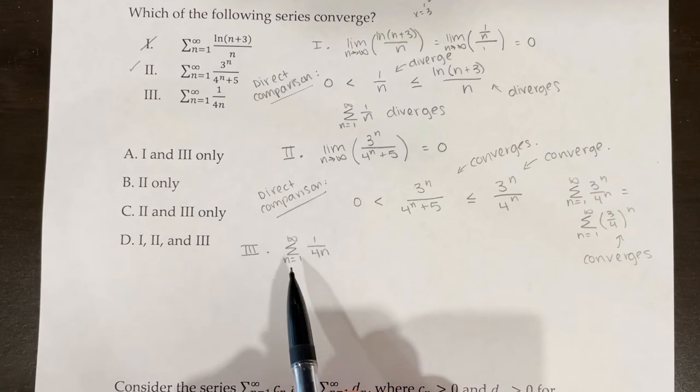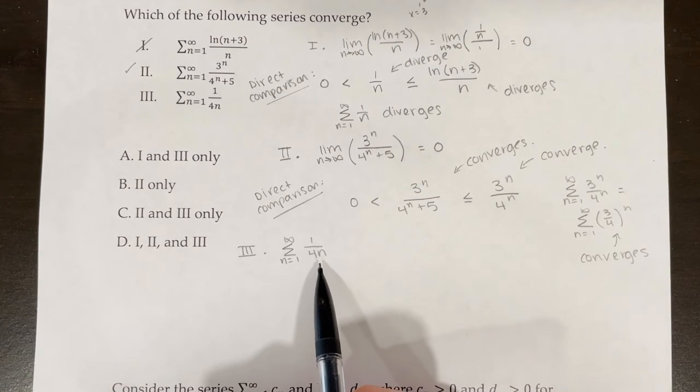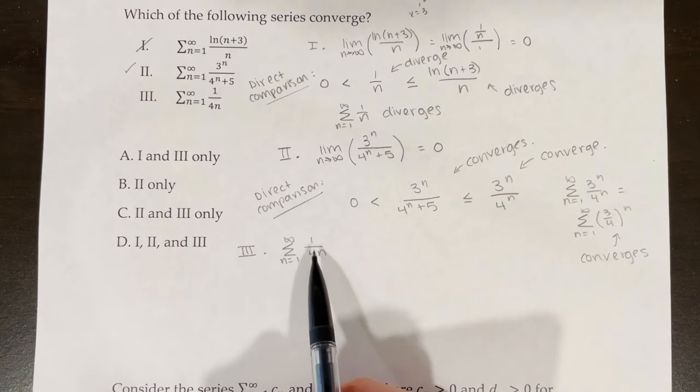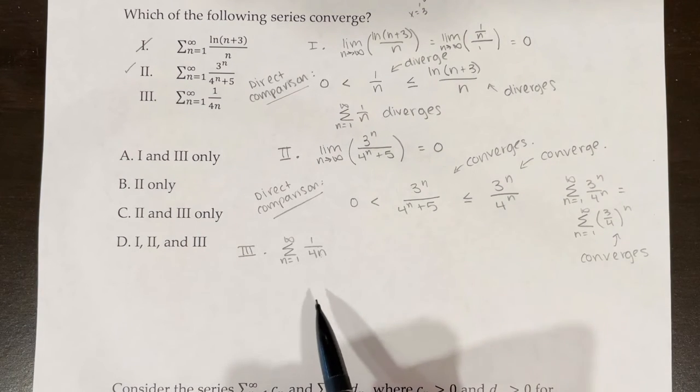Now let's try number 3. We have the series from n equals 1 to infinity of 1 over 4n. I'm not going to want to use the nth term test here because I know that if I plug in infinity right here, I'm going to get 1 over a huge number, which is going to be approaching 0. And when we get a 0 for the nth term test, that's inconclusive. So we're going to have to try a different test here.